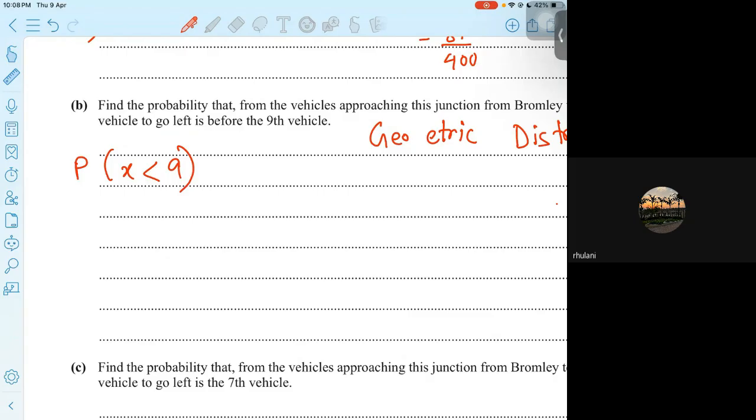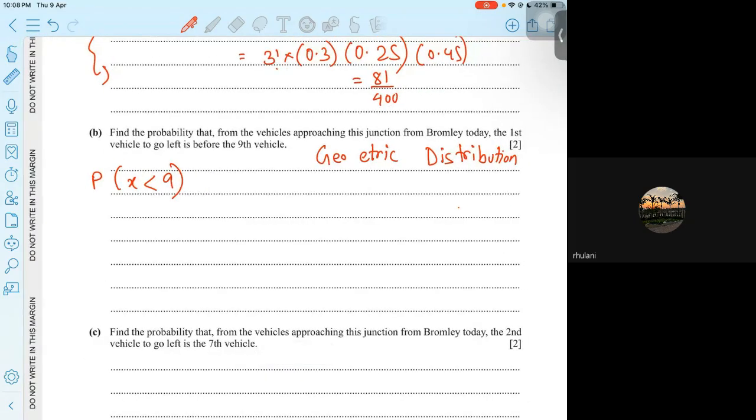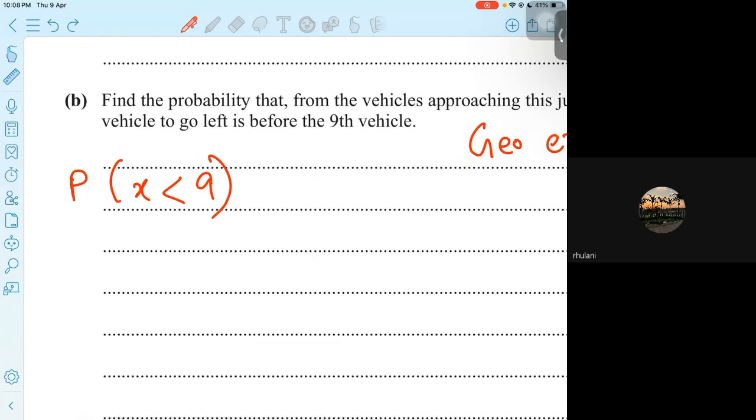Now, if you recall the geometric distribution formulas, you will remember that this formula does not necessarily exist, does it? And since it does not, what we had to do was we subtract 1 from this, and then we get a formula that actually exists in the syllabus, which is P of X is less than or equal to 8.